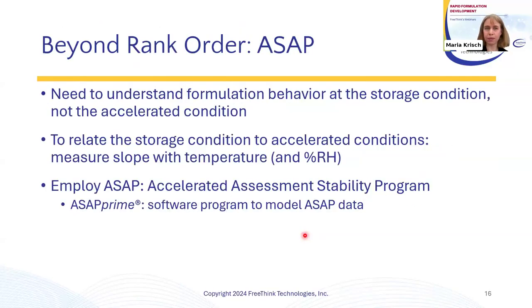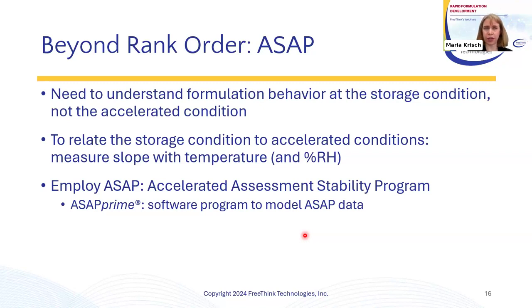So how do we do this? I want to talk about moving beyond rank order at one condition. And the approach that FreeThink uses is ASAP. So we want to understand and model storage behavior. Essentially, we want to understand those slopes, the change with temperature. And it turns out that a lot of formulations are also sensitive to relative humidity, so we want to understand the change with relative humidity as well, the slope. So we use what we call an Accelerated Stability Assessment Program, or ASAP for short, and a software program, ASAP Prime, that works with that to model that data.